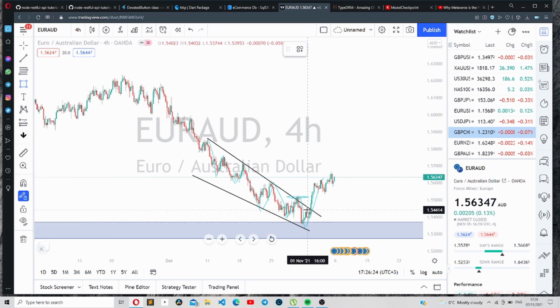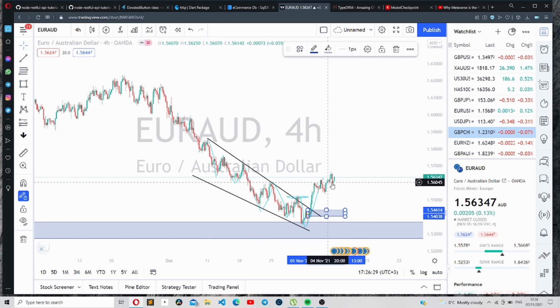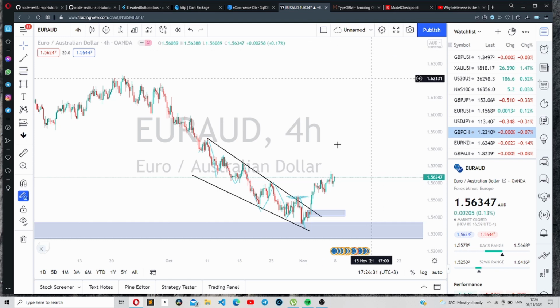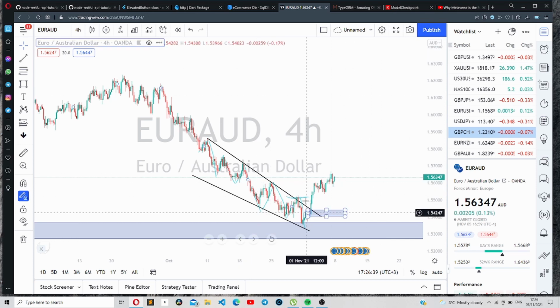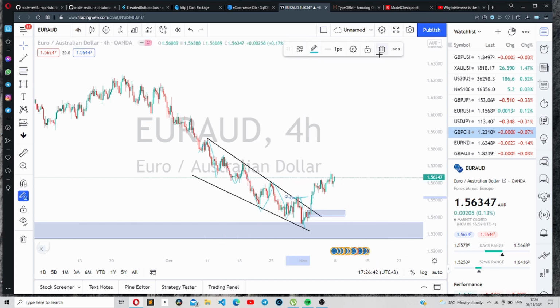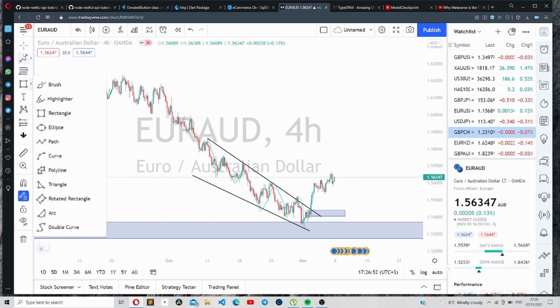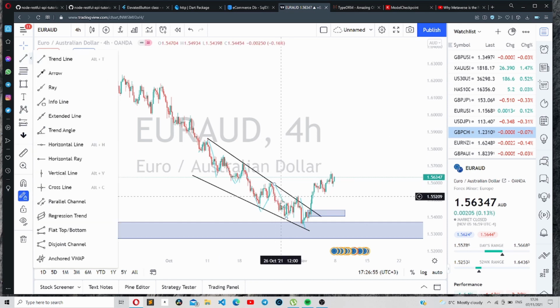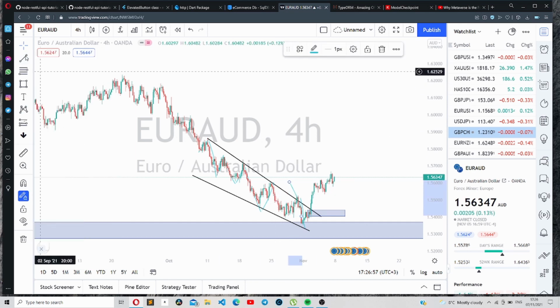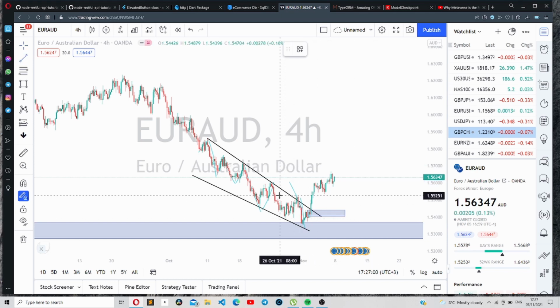In this instance, we can see here we have this nice order block. Let me just get rid of this. This bearish candle here is a nice order block. This order block is responsible for breaking this structure, for breaking this previous lower high.